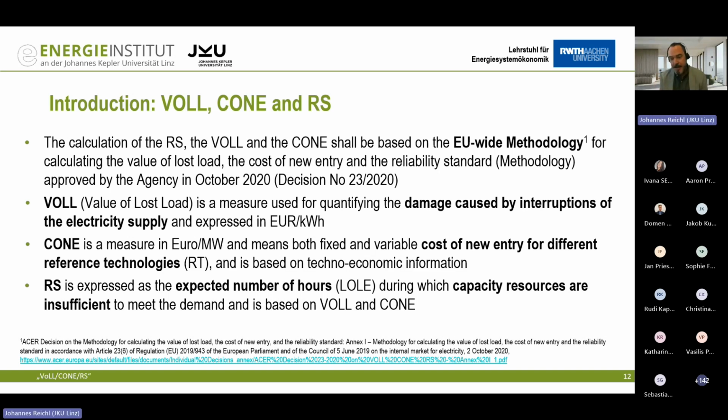As a subscriber to this webinar, you know that VOLL is the damage caused by an interruption of the electricity supply, and we measure it in euro per kilowatt hour. CONE, on the other side, is the cost that additional capacity would cost. We give it in euro per megawatt of capacity, and this capacity can be generation capacity classically, but it can also relate to storage capacity or to demand response that allow us to balance certain deviations between demand and production. And as the ultimate goal, we have the reliability standard, which is given in hours, in expected numbers of hours where the capacity resources are insufficient to meet the demand. We calculate that from the VOLL and the CONE, and then have this sweet spot in supply security in each of the member states.